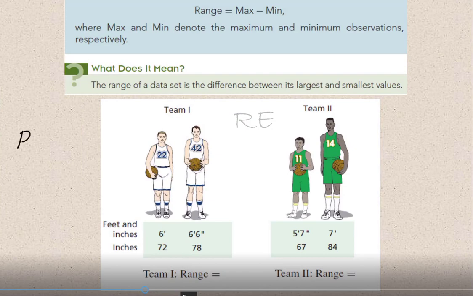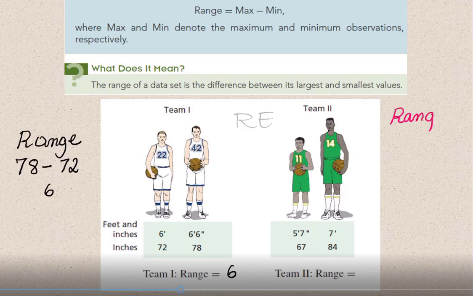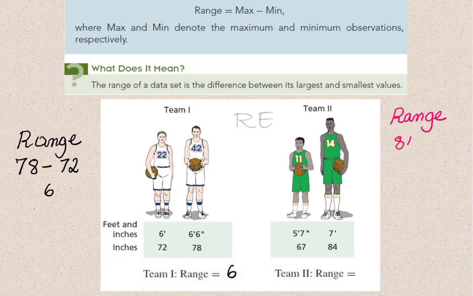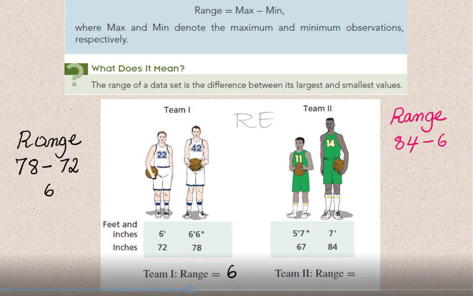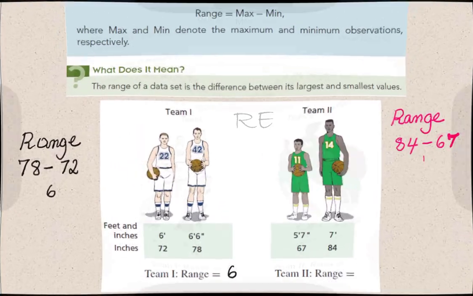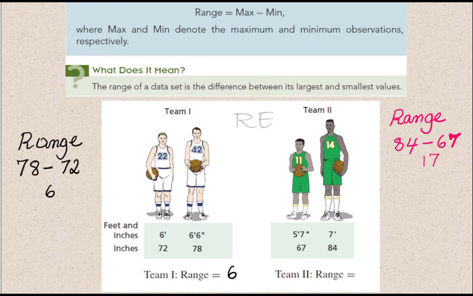So the range for team 1 will be the biggest value, the highest value, 78, minus the lowest value, 72. So the range is going to be 6. For team 2, the range will be the highest value, which is 84, minus the lowest value, which is 67. So for team 2, the range is 17.